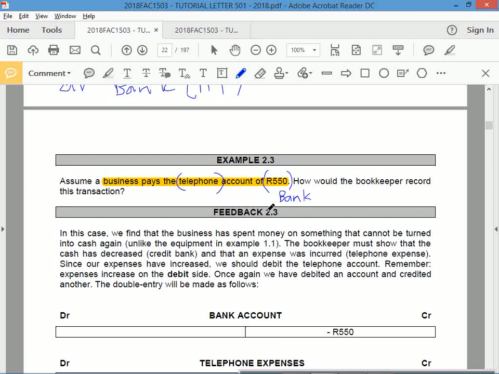Right, do you guys know what telephone is? Good. Telephone is an expense. Once you use the telephone, it's gone. Well, when I say gone, I mean the call, making the telephone call. All right, so telephone is an expense.